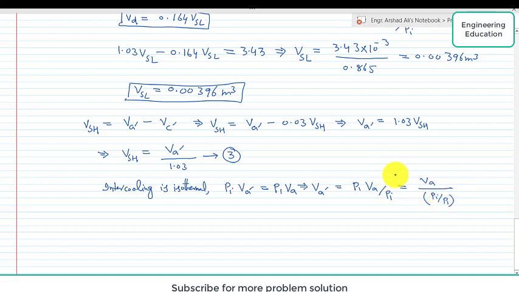Now Pi by P1 is known over here, that is 8.366, while VA can be found from the expression, that is VA is equal to 1.03 of the swept volume of the low pressure cylinder. So putting the values, 1.03 into 0.00396, which we have found over here, multiplying this we get the value of VA, that is 4.08 into 10 raised to power minus 3 cubic meter per cycle.